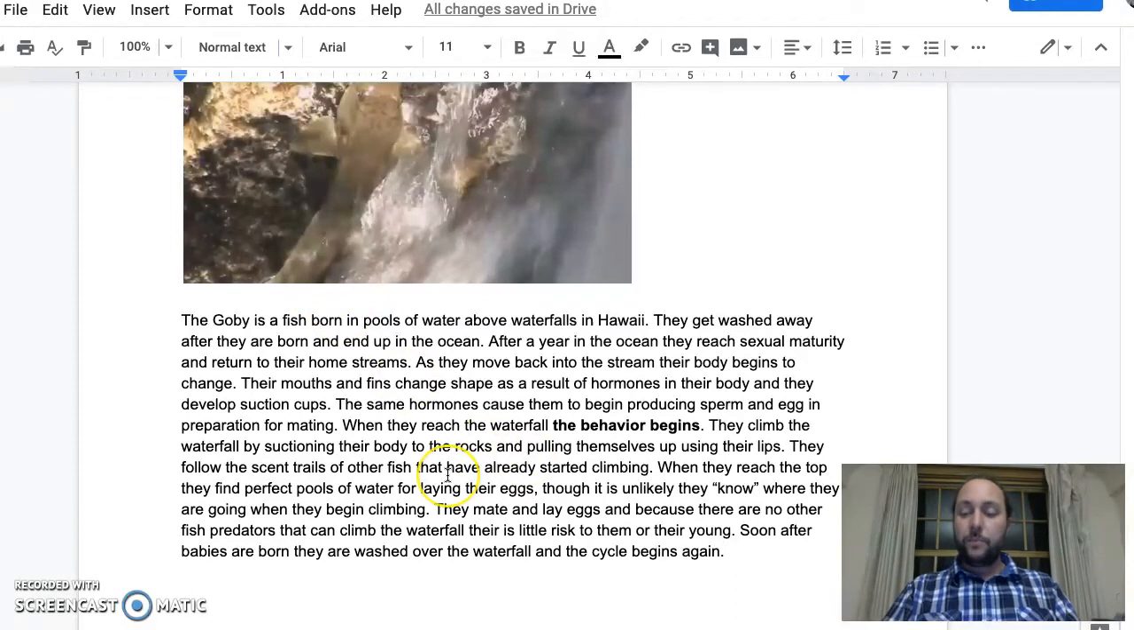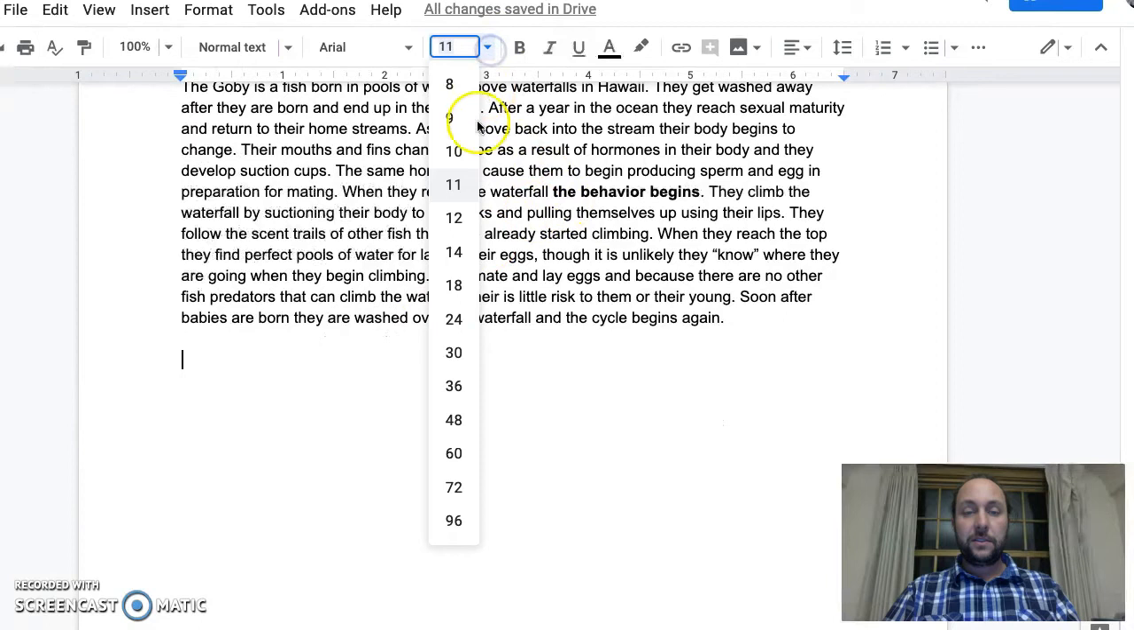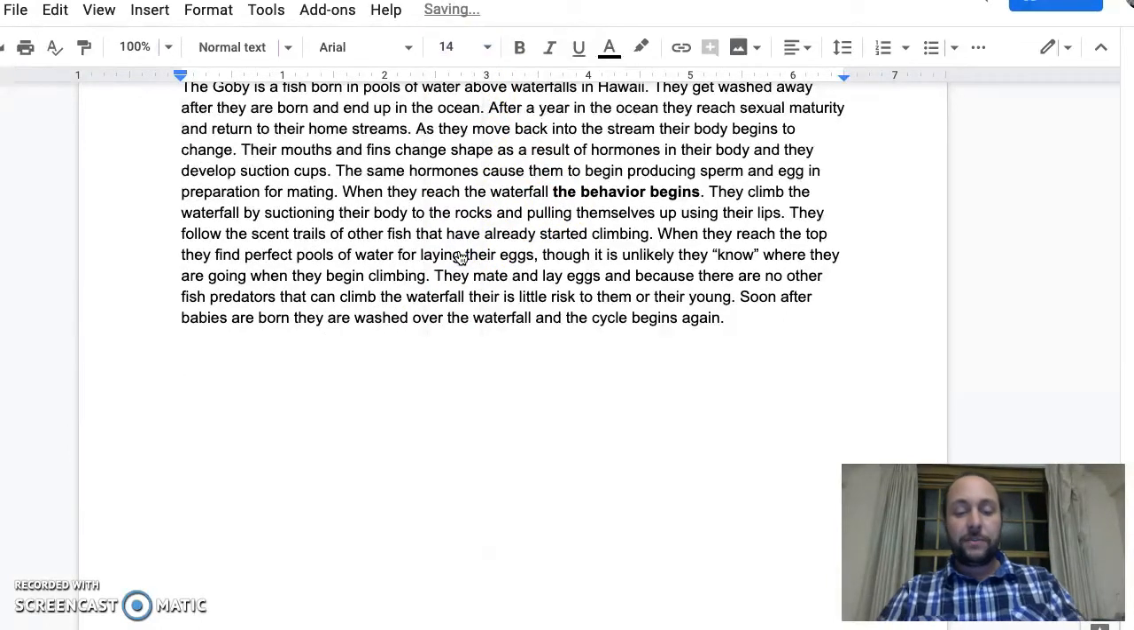So now, what is it that I want you to do? I want you to do two things for me. Let's make this a little bit bigger so that it's easier to see on your screen. You have two things that I need you to do. I need you to describe the causes of the behavior in the goby.